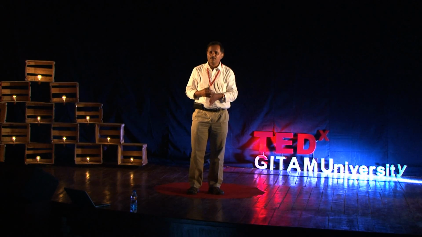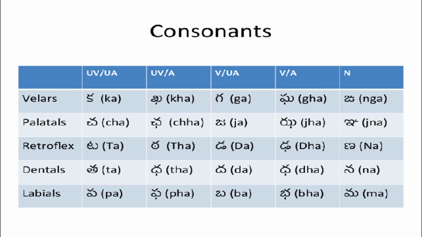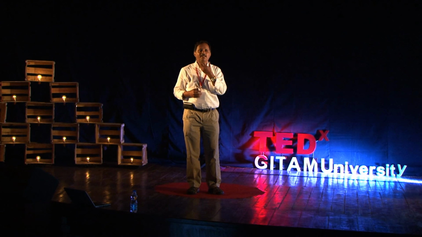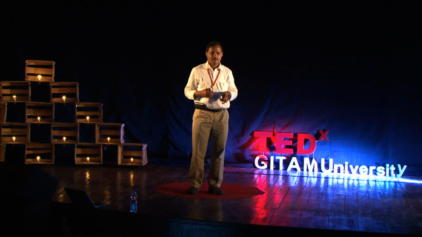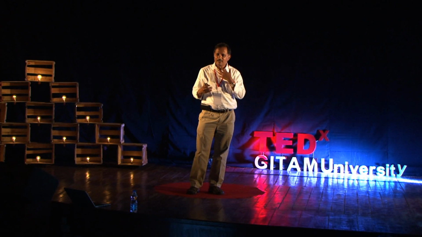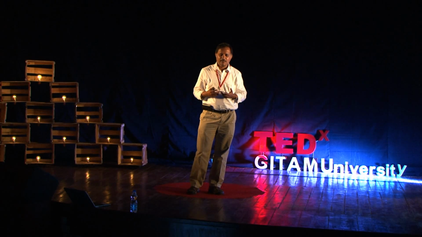Similarly, when you look at the columns, there's very interesting logic. Take the first column, ka, cha, ta, ta, pa, right? The second column is obtained by adding extra breadth of air to the first column characters. So if you want kha from ka, you're adding an extra breadth of air to that. This is called aspiration. Similarly, if you want to get ga from ka, you're activating your vocal cords, g, right, to get ga from ka.